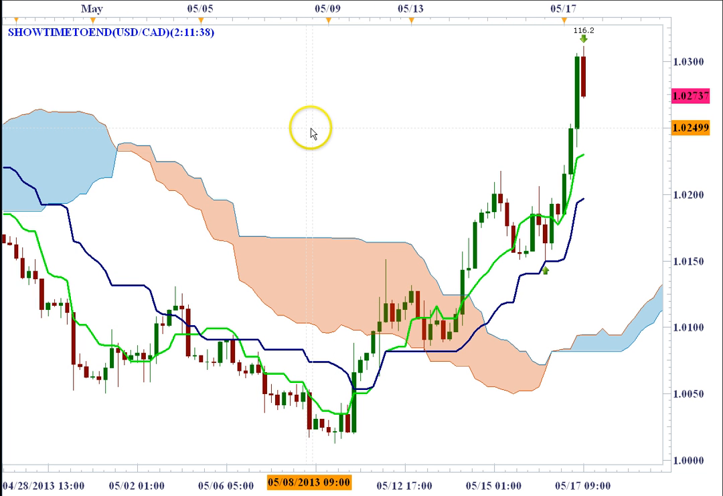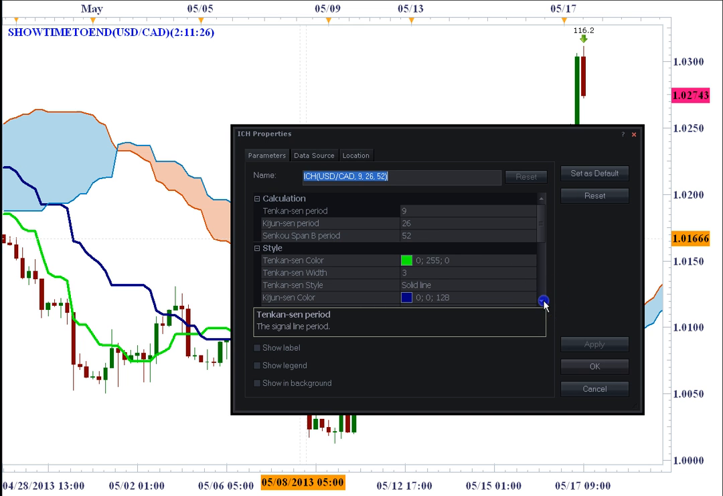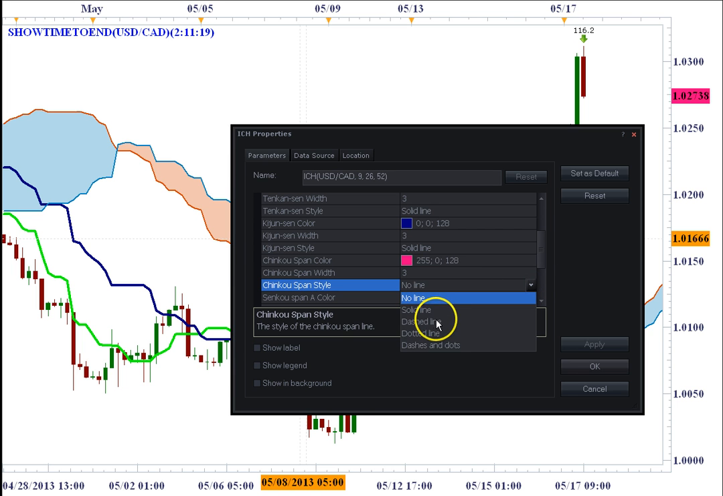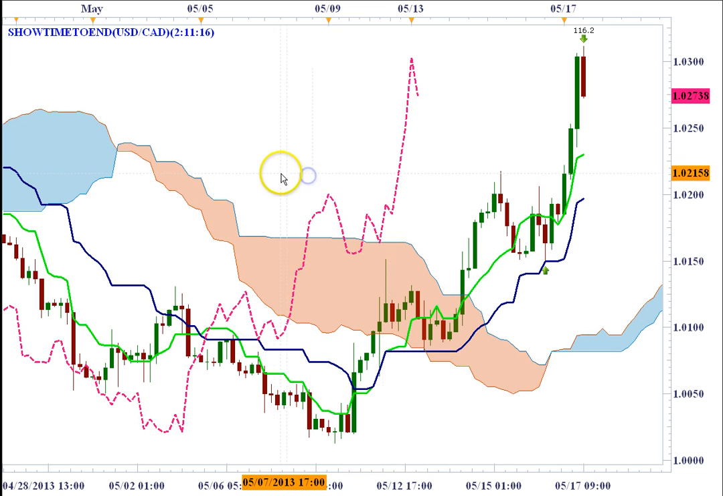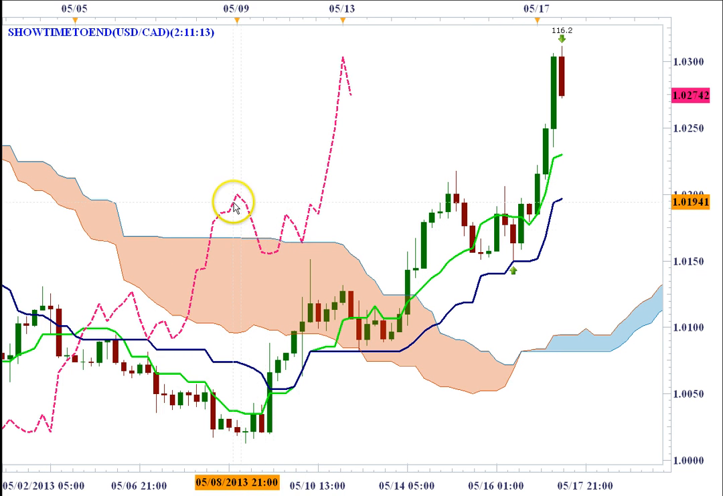Now how do we decipher these signals and know which one is good, which one is not? Well, we have something called the Chikou Span, and we're going to add that on here. It's the last component of this system. Dashed line. You can make your lines any color you want, and you can make your clouds any color you want with most charting systems. And here's your Chikou Span, this dashed pink line.